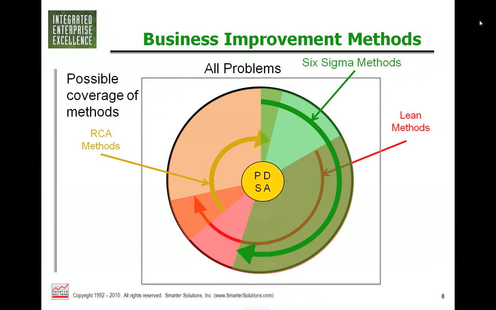All right? In the center of the circle goes PDSA. The continuous improvement methods work on any type of problem because it's about a bunch of small incremental improvements. There's very little risk in these methods. They're just relatively slow, but it works on everything. So there's the whole picture.